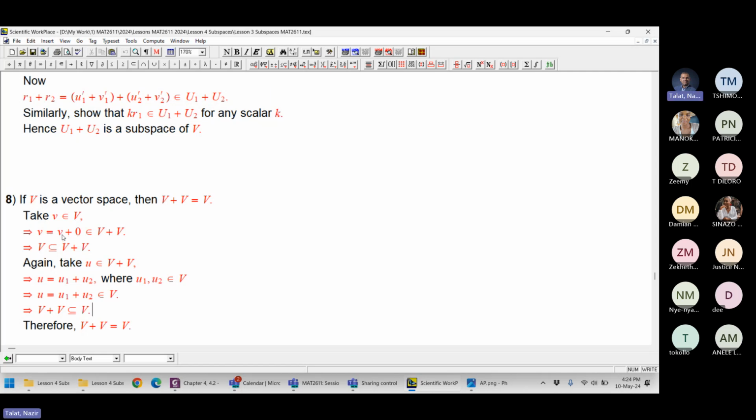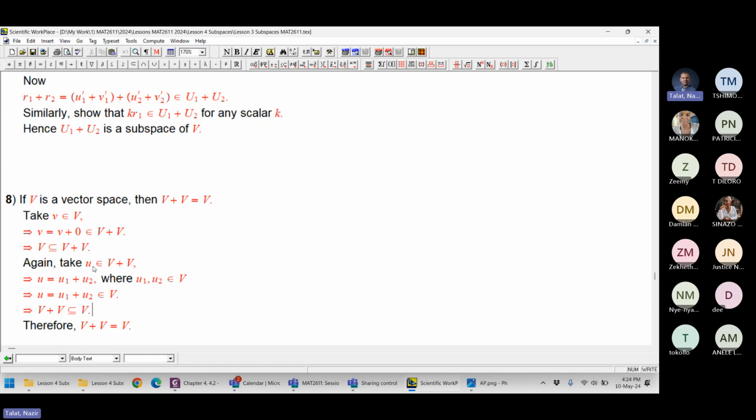And the first v belongs to the capital V, and plus 0 belongs to the second V. Since V is a vector space, 0 always belongs to that. So it means initially v belongs to the capital V. Now this set V belongs to V plus V. Hence, such a V is a subset of V plus V.